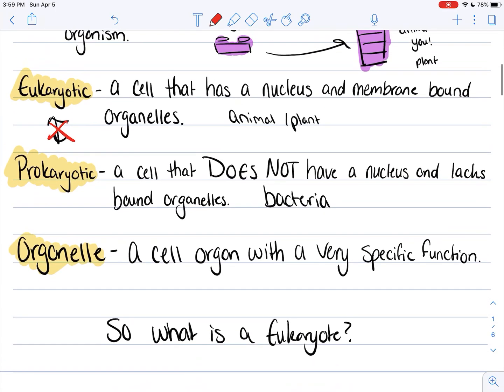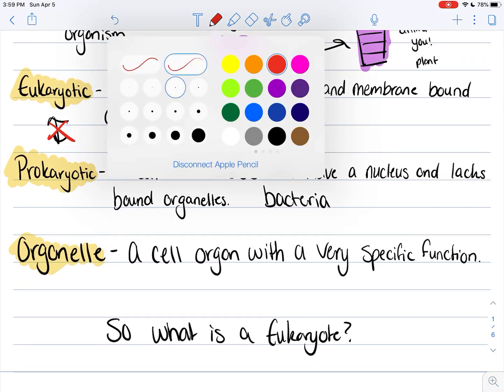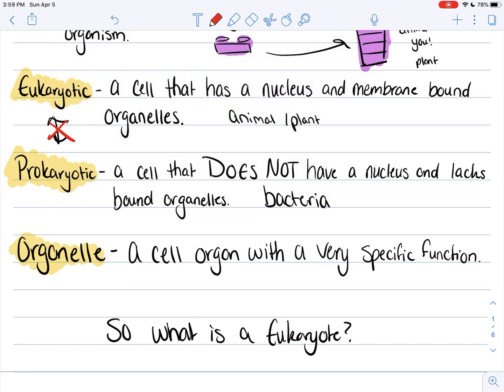And then finally, an organelle is a cell organ with a very specific function. Think of it like the way we would think of our organs. Our heart has a beat, and our stomach digests food. Without these things, we wouldn't be able to function. The organelles inside of a cell have very specific functions such as digestion, storage, things like that.